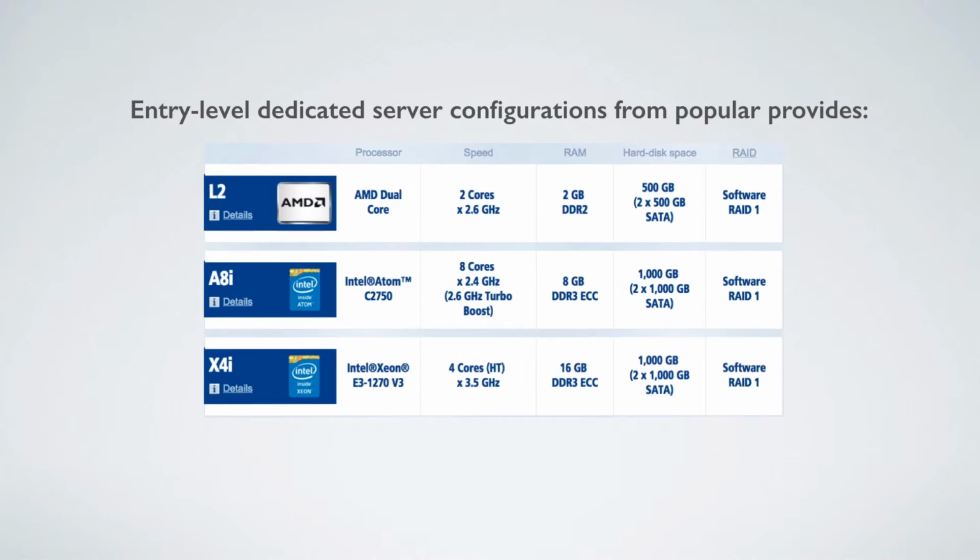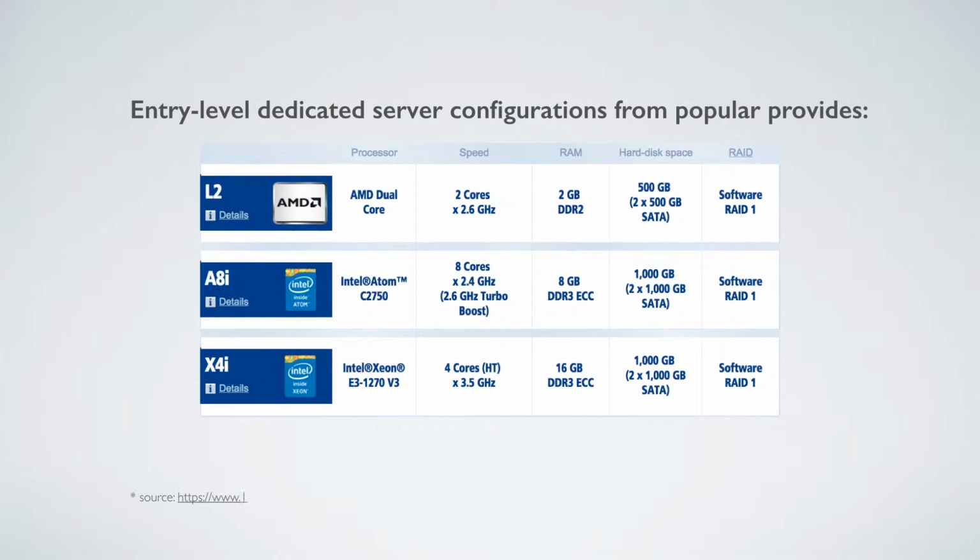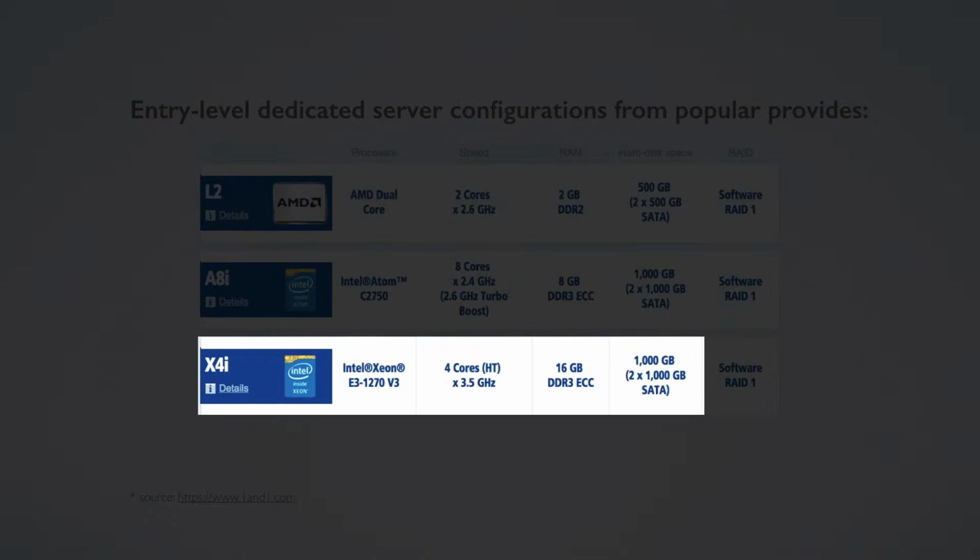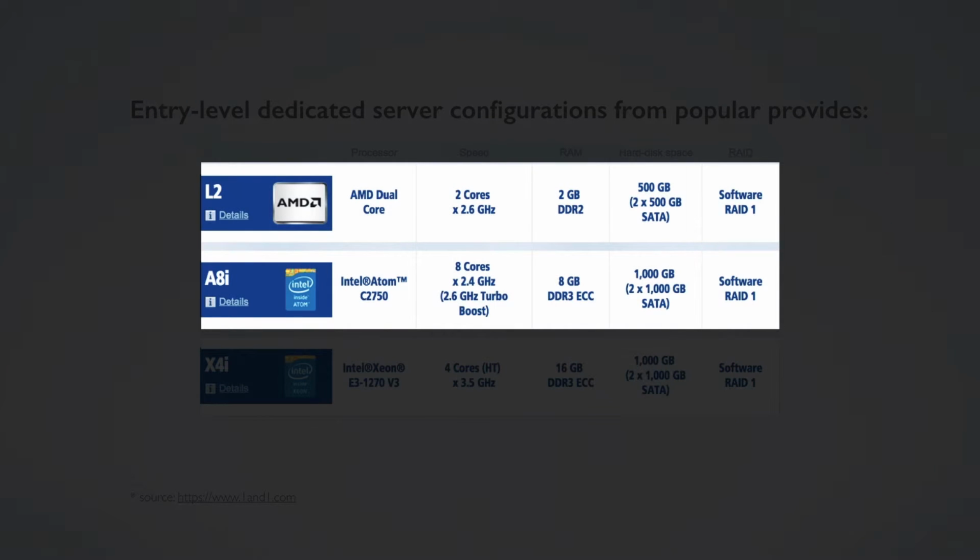This service provider offers not only specific server hardware, but also more basic configurations. As you can see, they offer a dual-core AMD processor with 2 cores at 2.6 GHz, 2 GB of RAM, and 500 GB of hard disk space. Another configuration consists of an Intel processor, actually 8 cores at 2.4 GHz, 8 GB of RAM and a bigger hard disk drive.